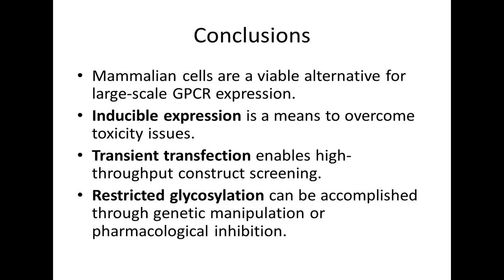So in conclusion, I hope that we've convinced you that in many cases, mammalian cells are a very viable alternative for the large-scale expression of GPCRs. There are ways to overcome most of the issues that have really plagued the field to date, including circumventing the problem of toxicity by using inducible expression systems. We can use a lot of the transient transfection systems that are now available to enable us to really start doing much more high-throughput screening of constructs than was previously feasible.